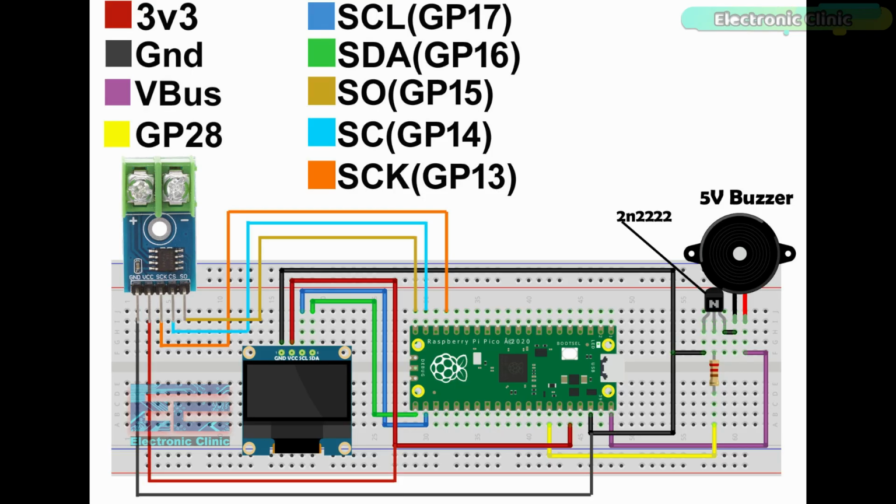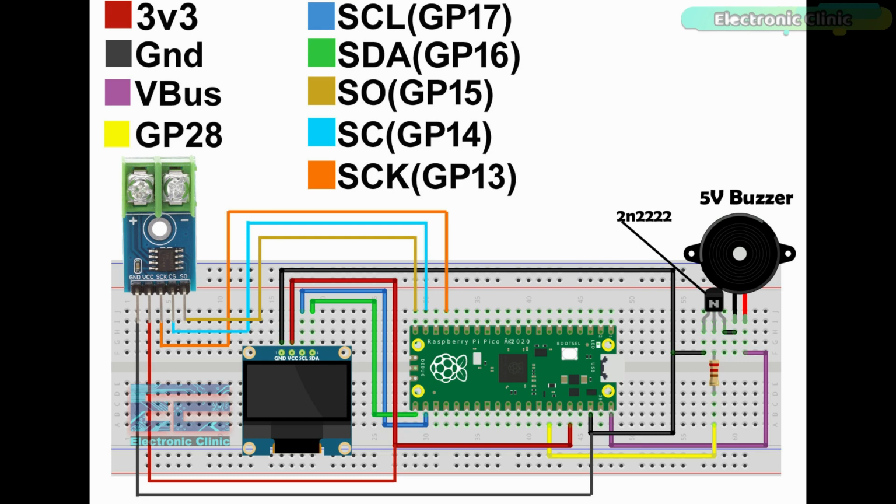The VCC and ground pins of the MAX6675 and SSD1306 OLED display module are connected with the Raspberry Pi Pico 3.3 and ground pins. The SCK, CS and SO pins of the MAX6675 amplifier module are connected with the Raspberry Pi Pico GP13, 14 and 15 pins. The SCL and SDA pins of the SSD1306 I2C supported OLED display module are connected with the Raspberry Pi Pico GP pins 17 and 16.